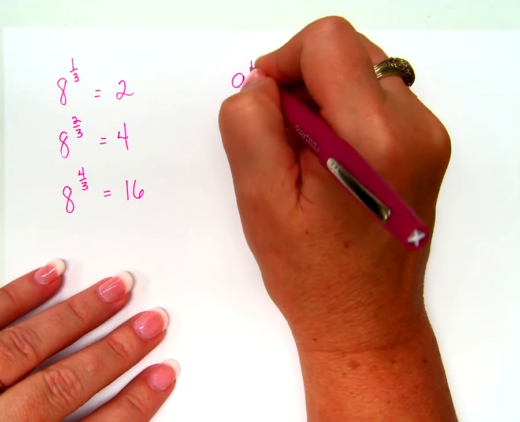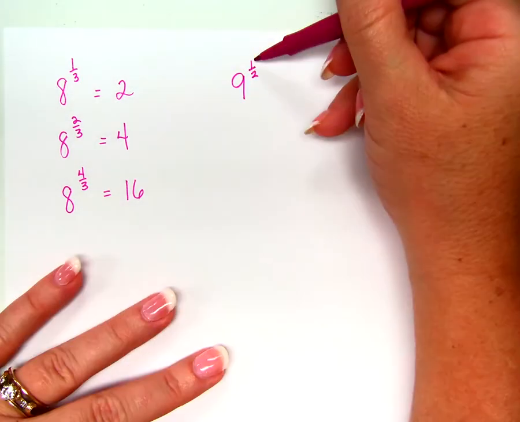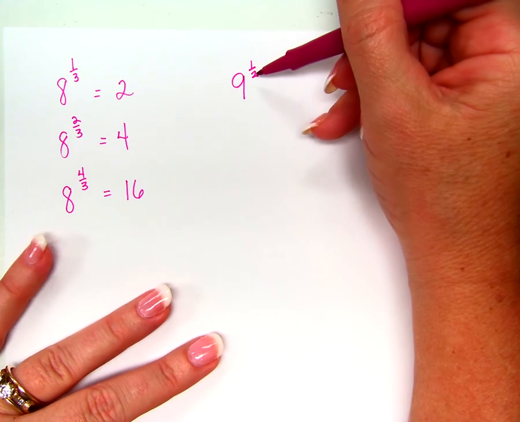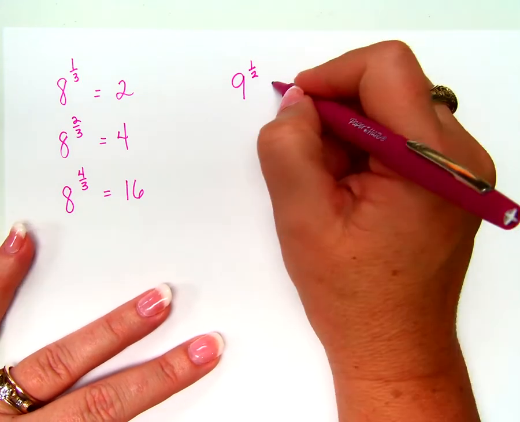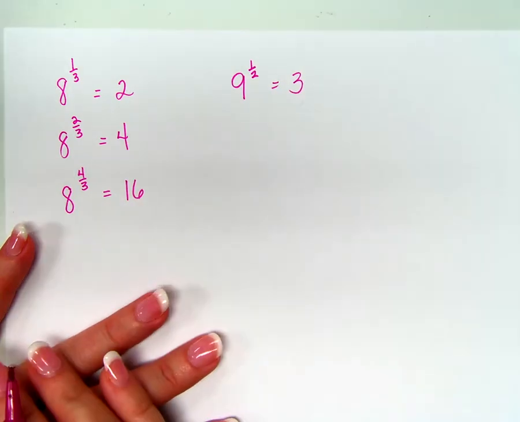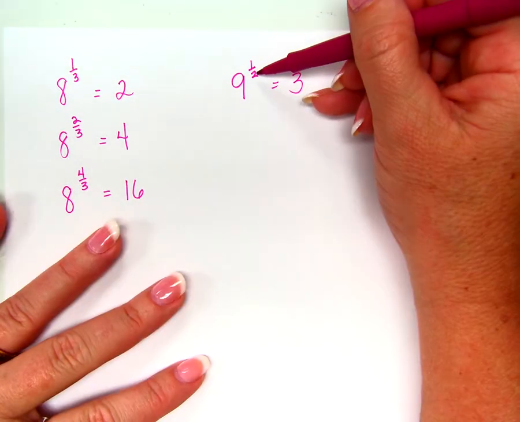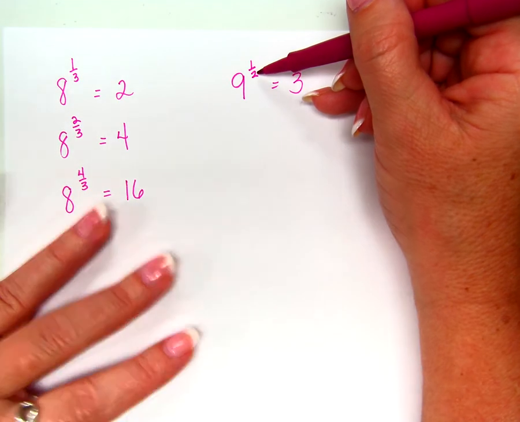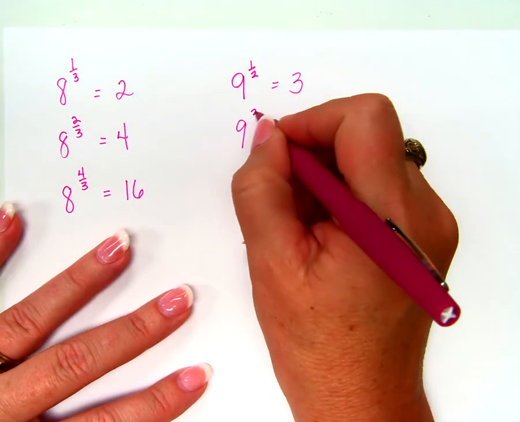What if it was 9 to the 1/2 power? The numerator is the power, the denominator is the root. First power is just itself, right? And then the bottom is the root, in this case a square root. What's the square root of 9? 3.